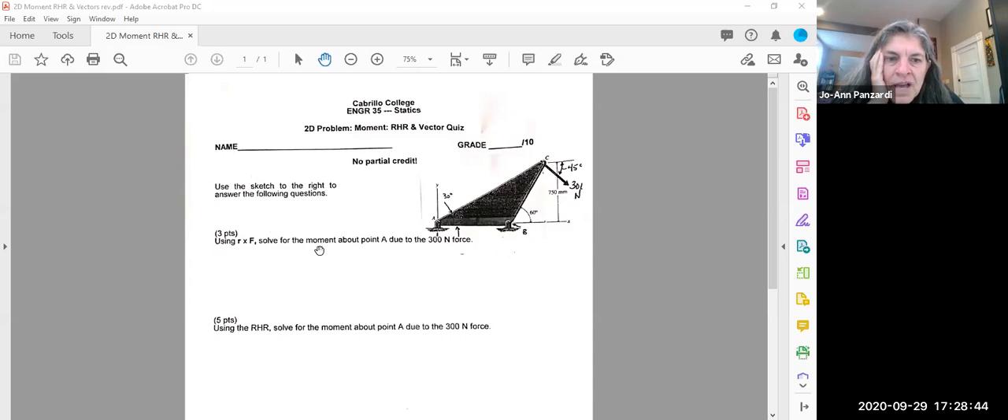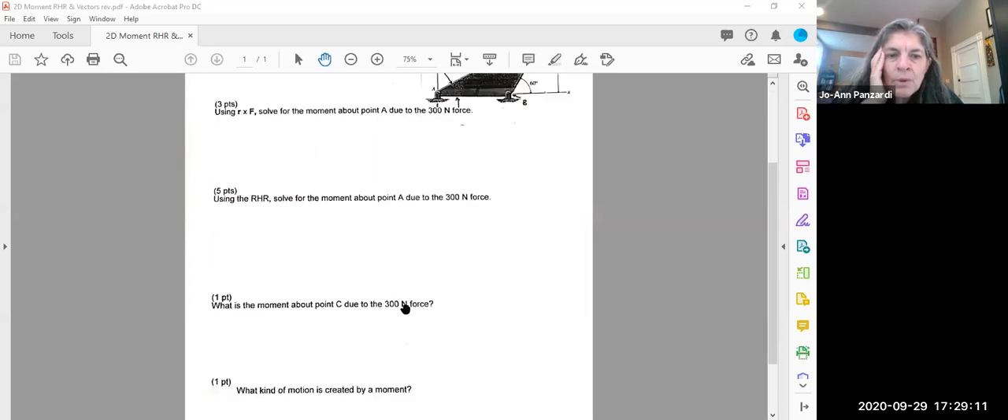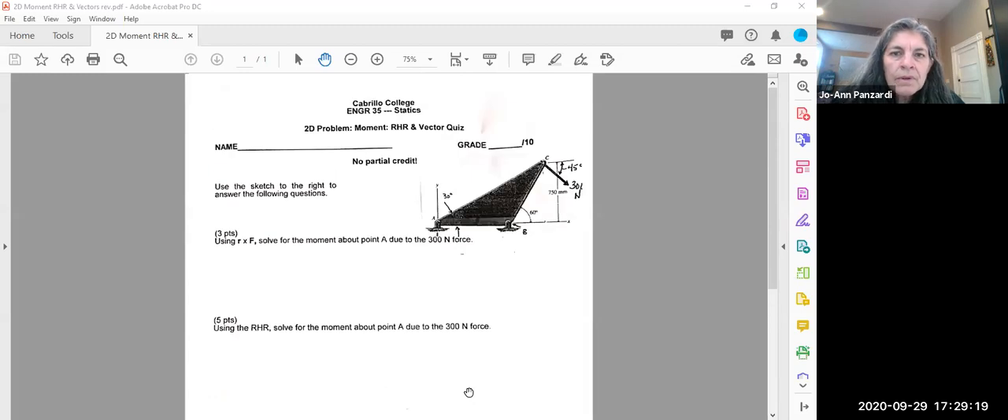So using R cross F, solve for the moment about point A due to the 300 newtons. And then using the right-hand rule, solve for the moment about point A due to the 300 newtons. So you're solving for the moment about point A using R cross F, and then solving for the moment about A doing right-hand rule, and you should get the same values. Then what is the moment about C due to the 300 newton force? And what kind of motion is created by a moment? Okay, so you could get started.